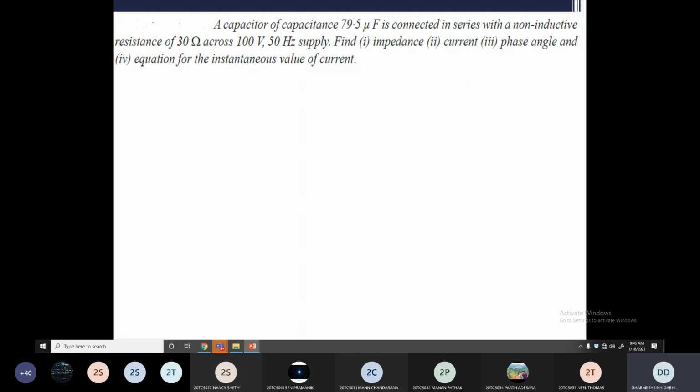First find out the impedance. You can see here the given data. Capacitance C is given, 79.5 microfarad, R is given, 30 ohm. So you can easily find out the value of Z. We know the equation for the series RC circuit. Impedance is the square root of R square plus XC square. Quickly give the answer of Z first.